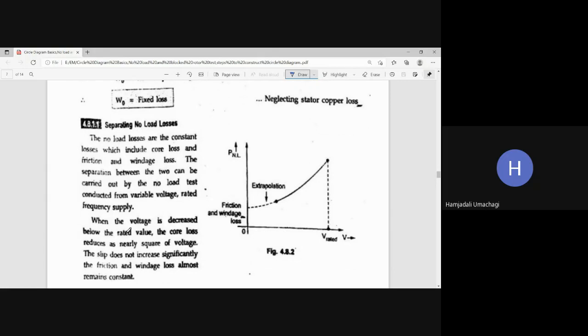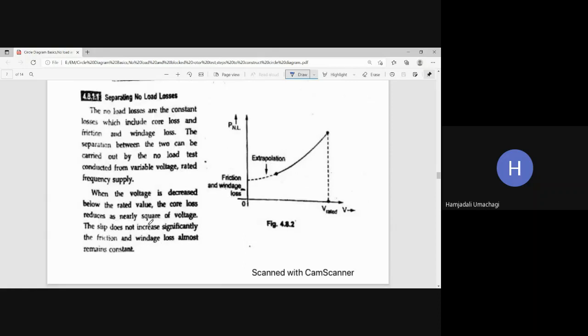When the voltage is decreased below the rated value, the core losses reduce as the square of the voltage. So when we decrease the voltage below the rated value during the no load test, the iron or core losses also start to reduce nearly as the square of the voltage. Then, as we keep on decreasing the voltage, slip does not increase significantly. The friction and windage losses almost remain constant.